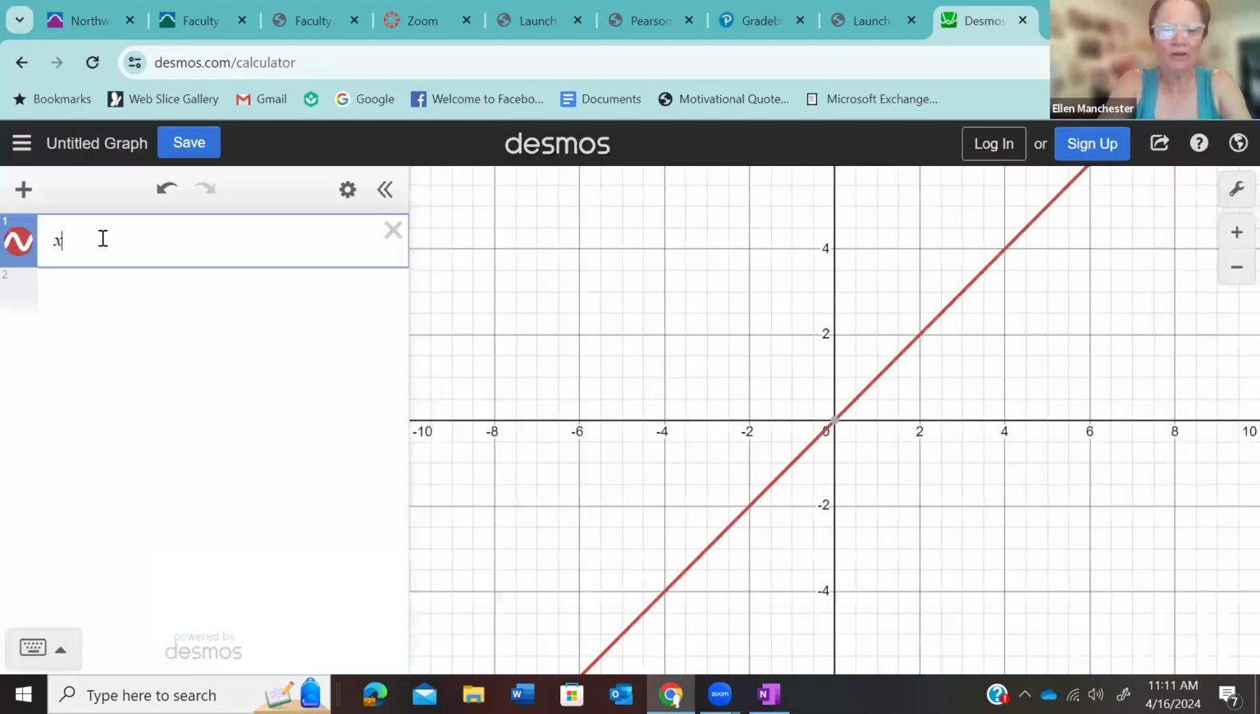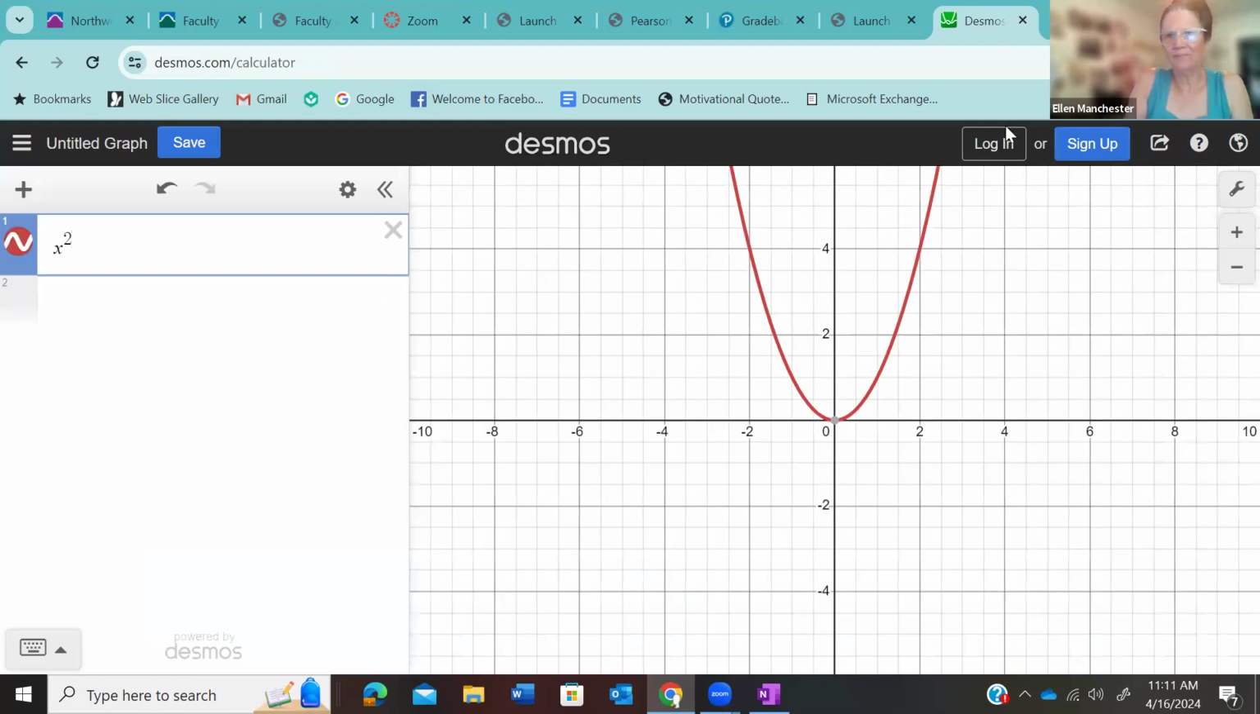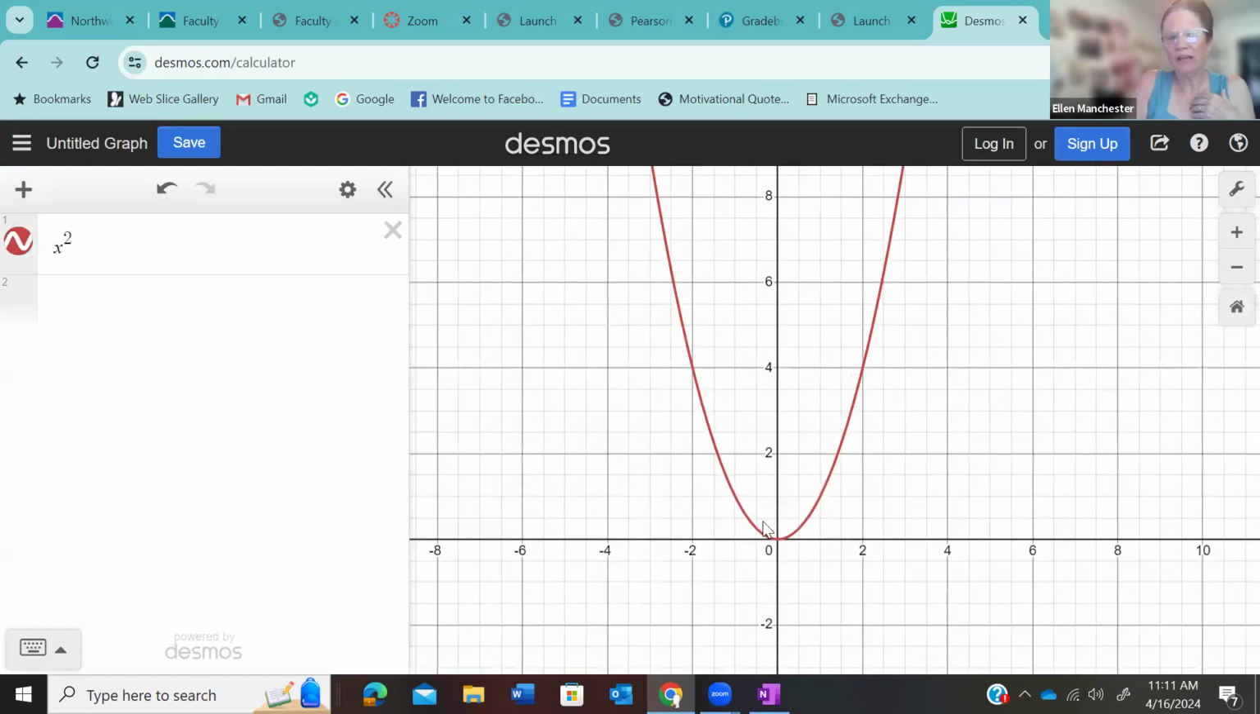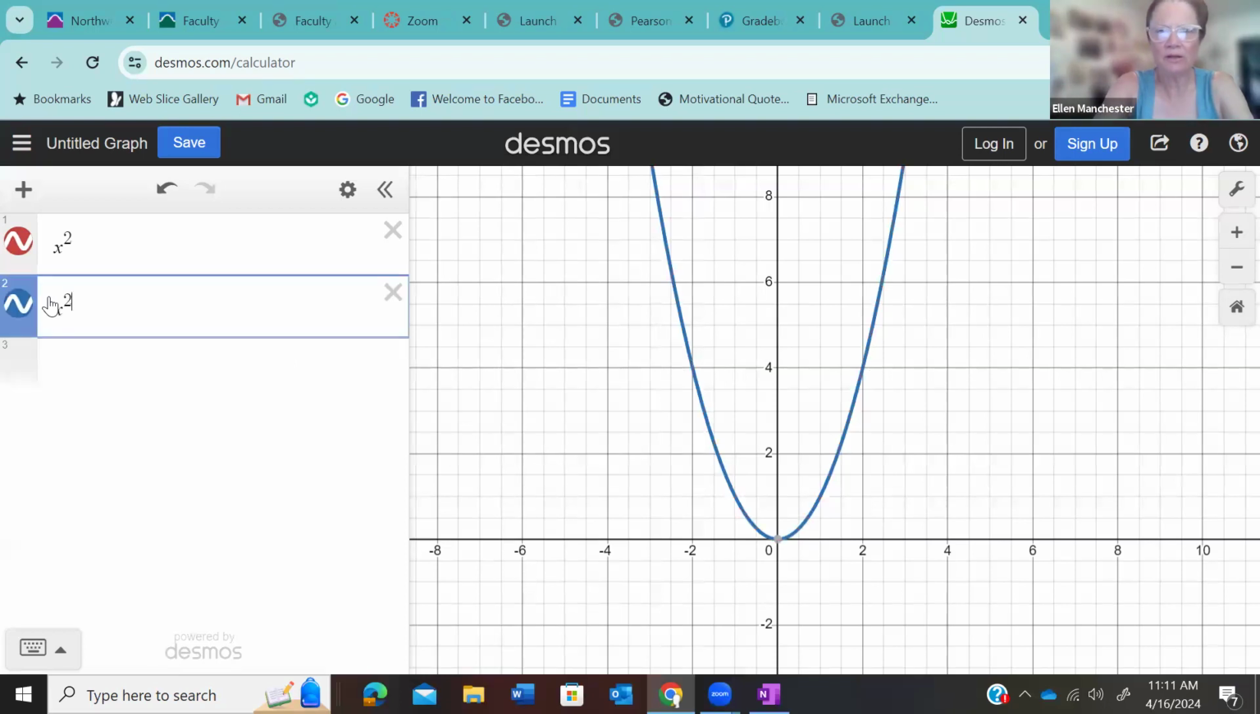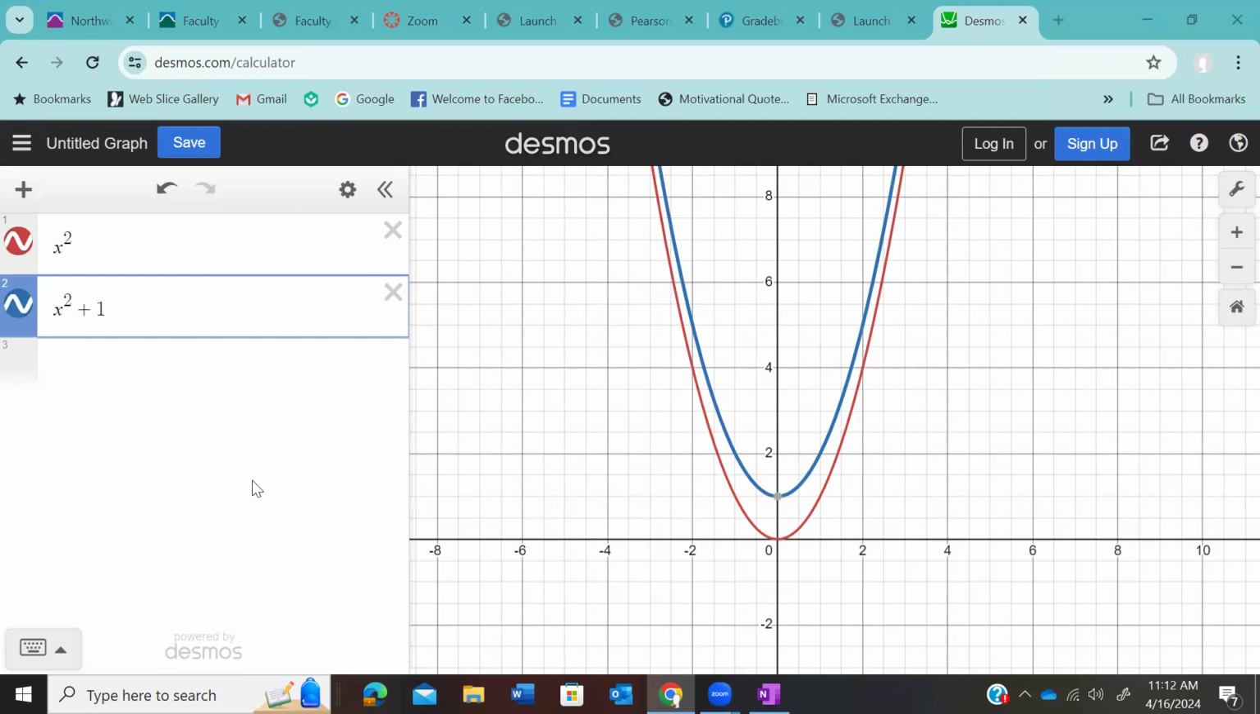Okay, so if I start with this function, I have x squared, right? What's the derivative? Someone answer me. What's the derivative of x squared? 2x, right? So super easy. We know how to use the power rule. What if I had x squared plus 1? What would the derivative be? 2x again. So it's the exact same derivative, but two completely different functions.